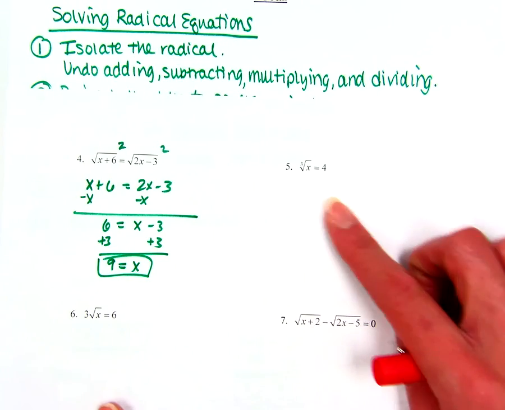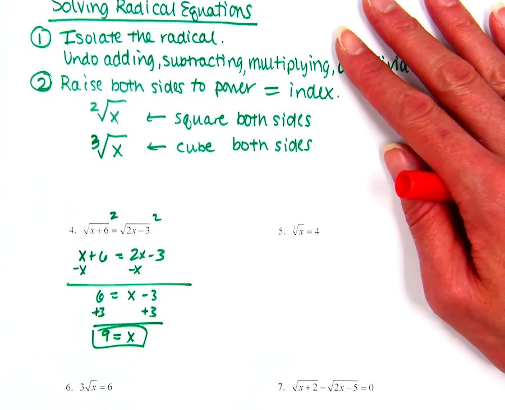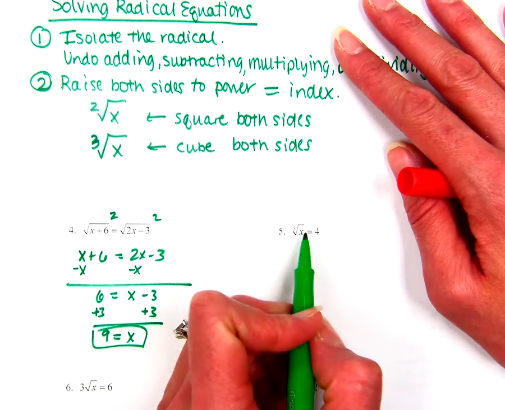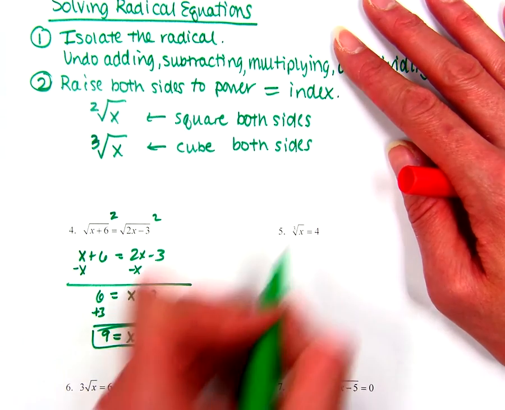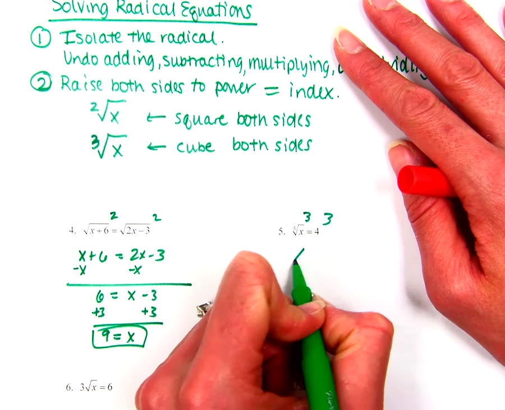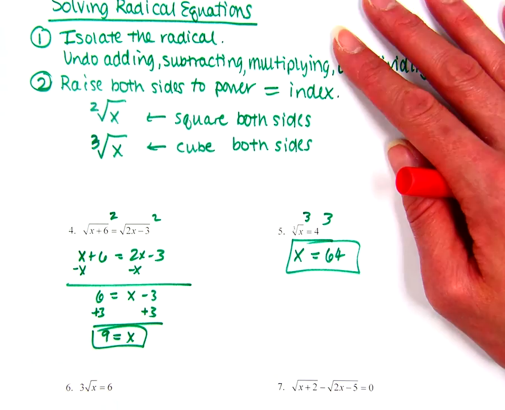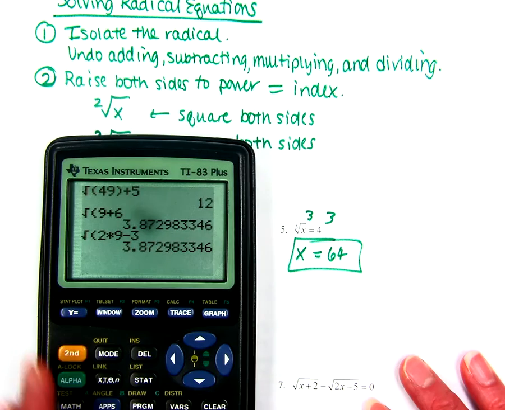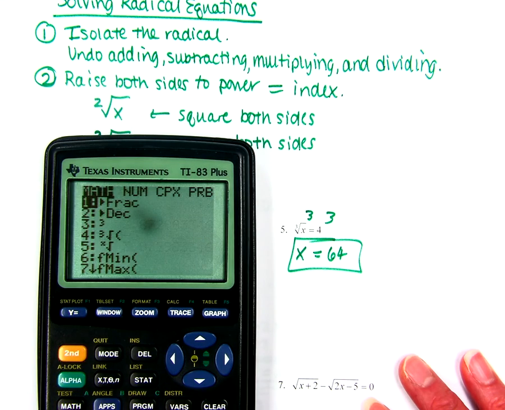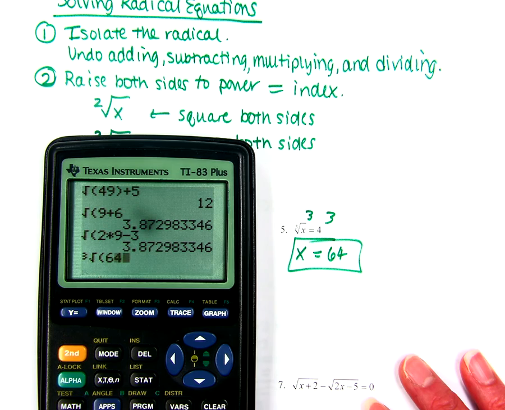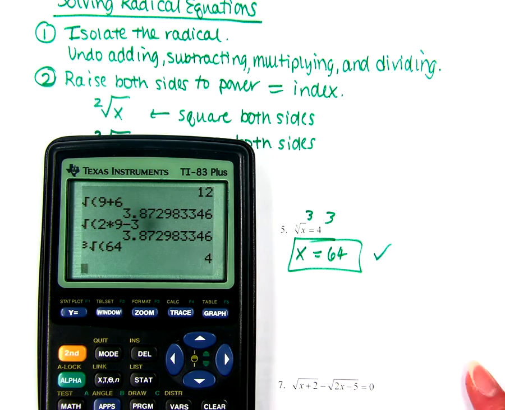All right, this one's a little different because it's a cube root. So if you look at the steps, it says if it's a cube root, you want to cube both sides. So we want to cube it. That cancels out our radical, and 4 to the third is 64. That's not too bad, right? One step. So let's double check. What is the cube root of 64? And that should equal 4. So we are good.